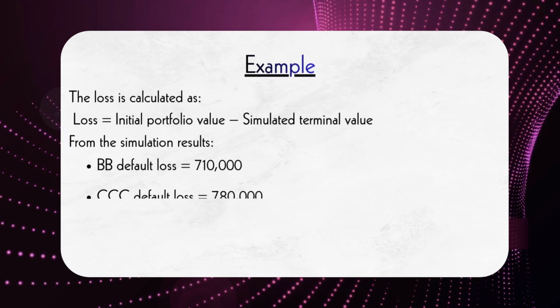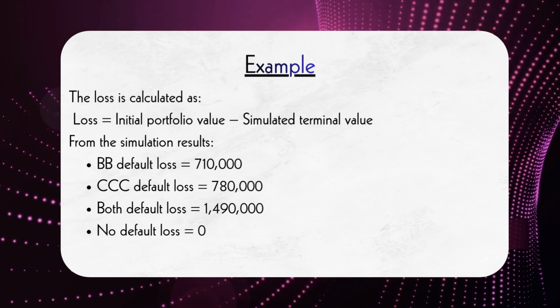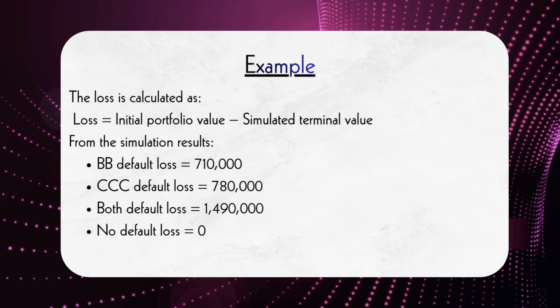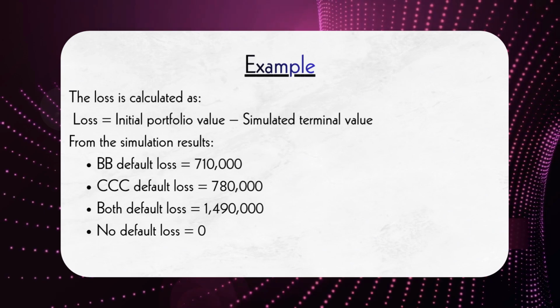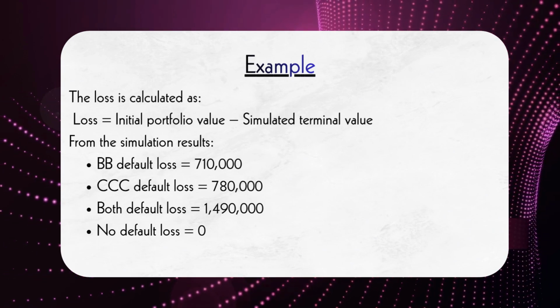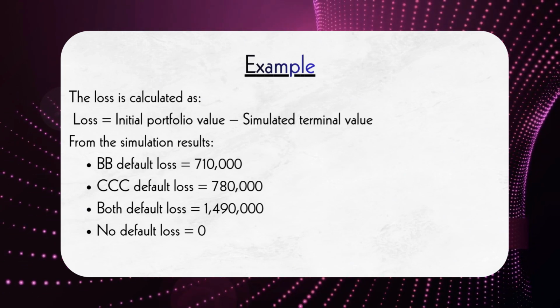From the results, we observe that if only the BB loan defaults, the loss is 710,000. If only the CCC loan defaults, the loss is 780,000. If both loans default, the loss is 1,490,000. And if no loan defaults, the loss is 0.